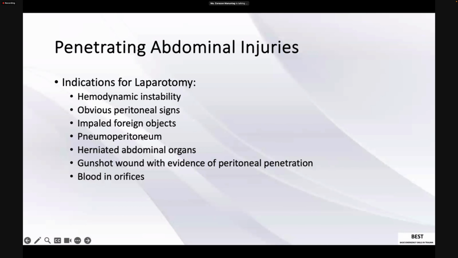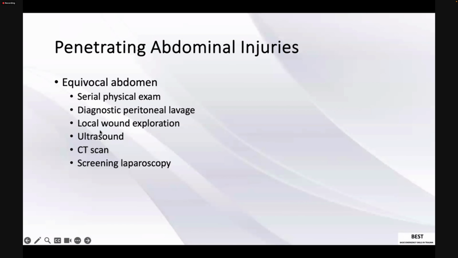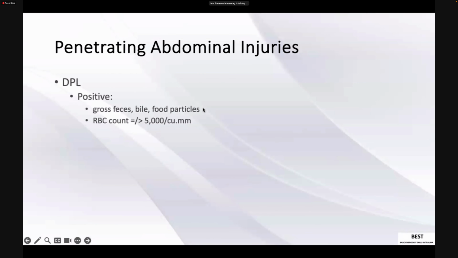So for penetrating abdominal injuries, these are your indications for your laparotomy. For equivocal abdomen, what can we do for your penetrating abdominal injuries? We can do your serial physical exam, diagnostic peritoneal lavage or DPL, local wound exploration if it's in the upper part of the abdomen, ultrasound, CT scan, and screening laparoscopy. DPL is positive if there are gross feces, bile, and food particles, and if the RBC count is more than 5,000.